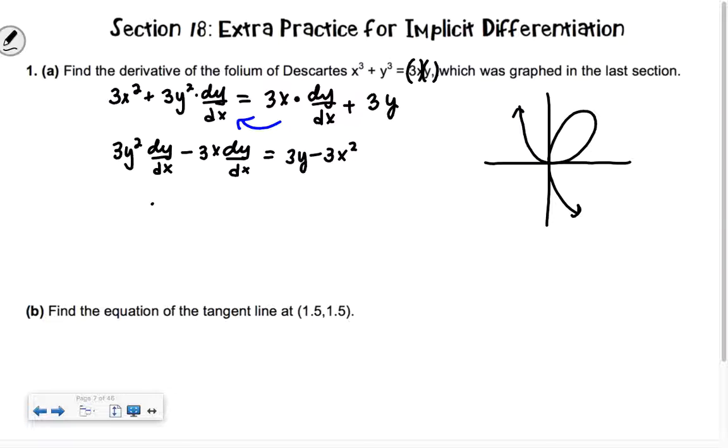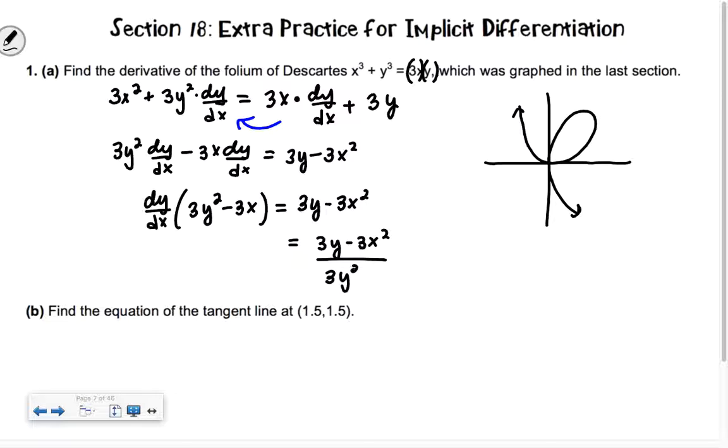All right, so when I do that, I get dy over dx times 3y squared minus 3x. I pulled it to the front, yep. I divide it over, so I get 3y minus 3x squared over 3y squared minus 3x.